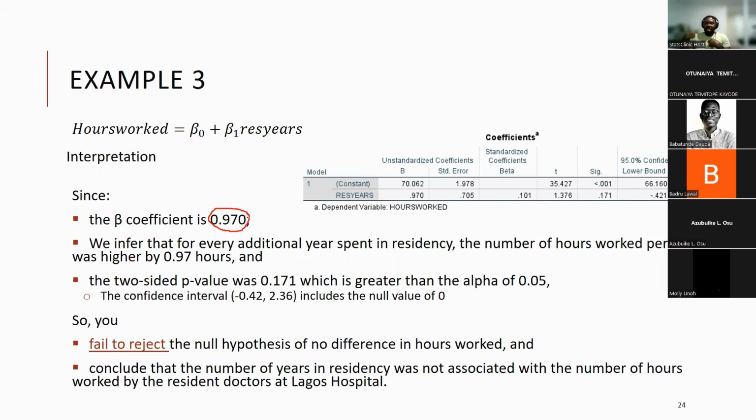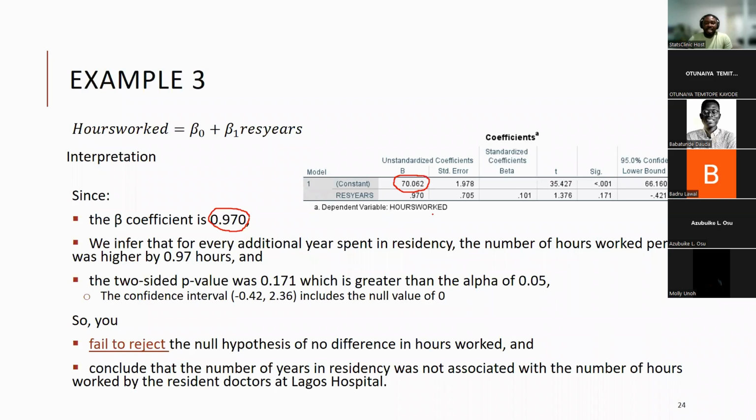That means that on average, and remember, like Lawal said, the constant is the number of hours worked on day 0. So if a person is starting residency, in the first week of their residency they're going to be working 70 hours already.